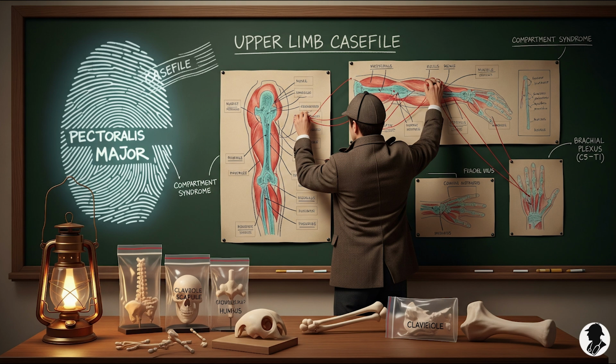And finally, in the hand, these arteries form connections called the palmar arches, a superficial one and a deep one, ensuring really good blood flow to all the digits. Okay, another handy acronym time. How about SABRUP: subclavian, axillary, brachial, radial, ulnar, palmar arches? Helps trace that pathway. That works.